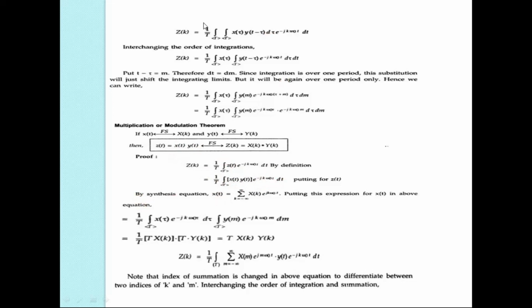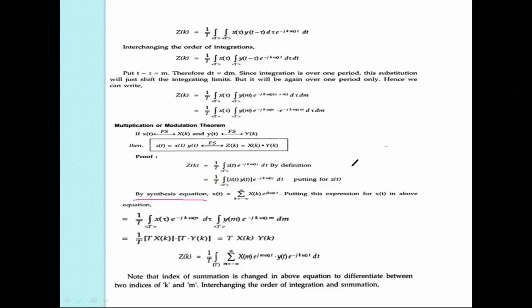By the synthesis equation, x of t is equal to the sum of k equal to minus infinity to infinity, x of k e power jk omega naught t. So now, putting this expression for x of t in the above equation. They have directly given 1 by T, the integral over T, x of tau e power minus jk omega naught tau d tau, and the integral over T, y of m e power minus jk omega naught m dm.